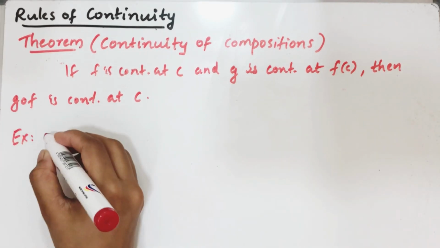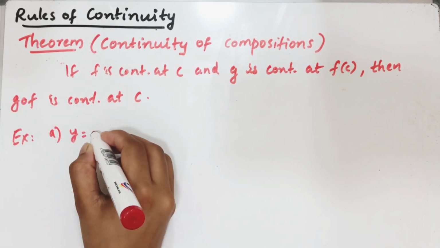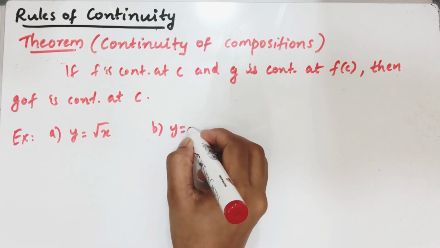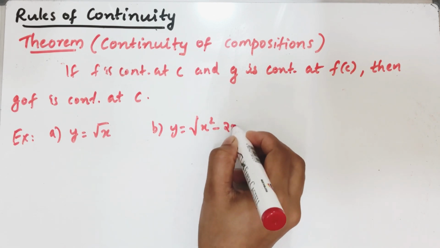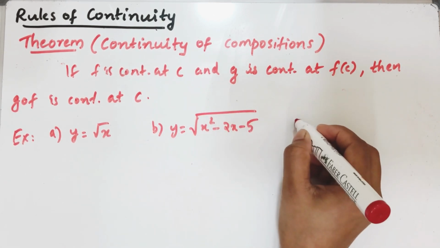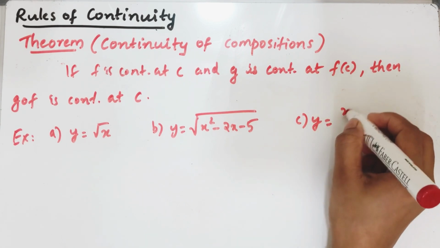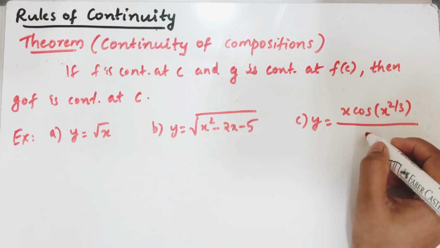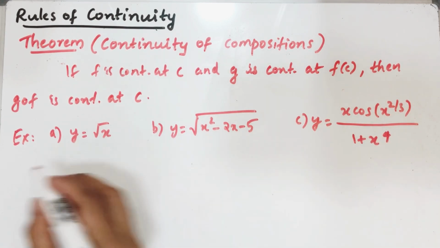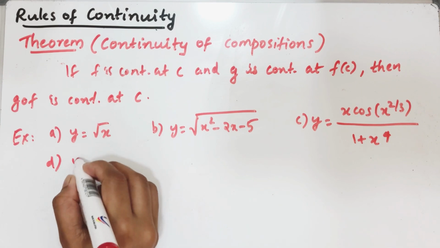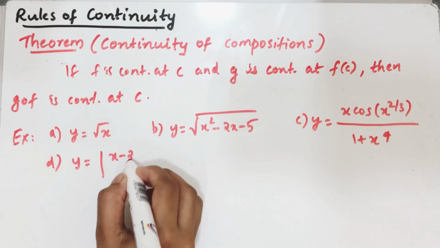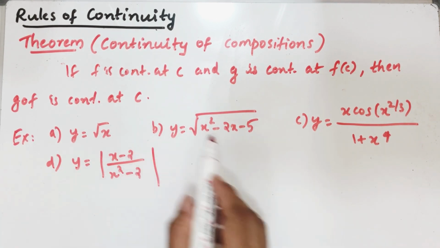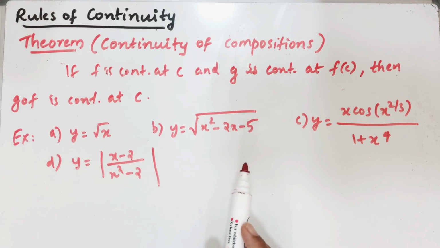Example, the functions: first, y equal to root x; second, y equal to root of x square minus 2x minus 5; third, y equal to x cos x raised to 2 by 3 by 1 plus x raised to 4; and D, y equal to modulus of x minus 2 by x square minus 2. All these functions are continuous everywhere on their respective domains.